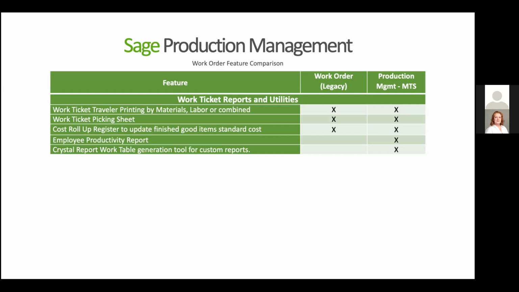But for work ticket reports and utilities, we give you an employee productivity report, and all of the reports are now Crystal Reports. Work order and some of the legacy software has reports set up and built outside of Sage. All of the production management reports are going to be Crystal Reports. So normalizing all the different integration pieces is the name of the game.